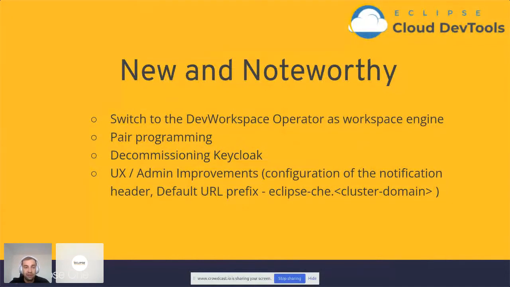Other than that, we decommissioned Keycloak. Previously, we used Keycloak as identity provider. Now we use native OpenShift or Kubernetes OIDC, and we decommissioned Keycloak completely. So what does it mean? It means that all the user identification is now managed by the cluster. You don't need anything in between like Keycloak.